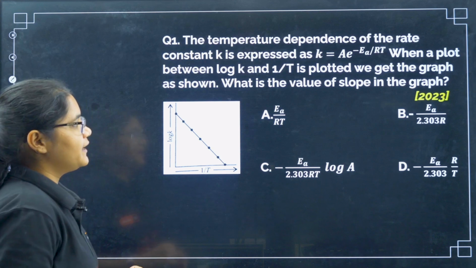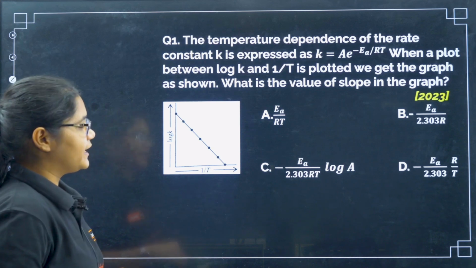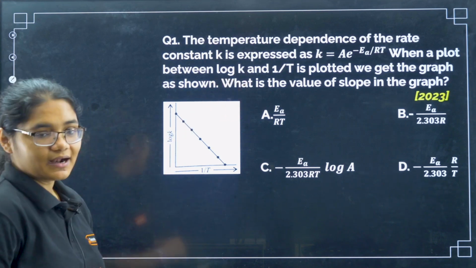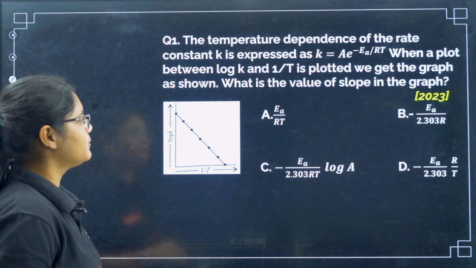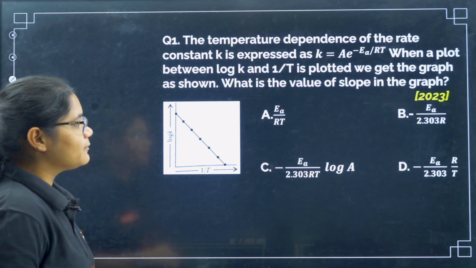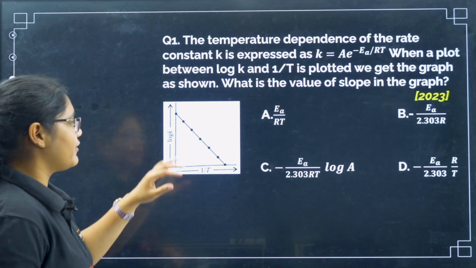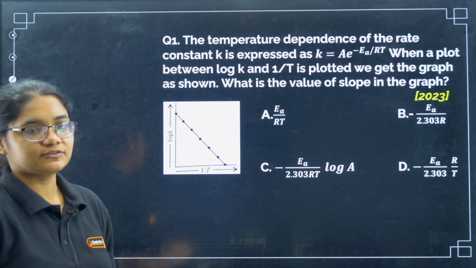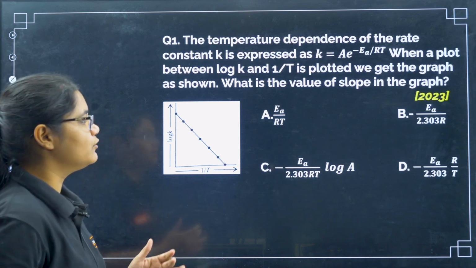The temperature dependence of the rate constant K is expressed as this equation, that is your Arrhenius equation. When a plot between log K and 1 by T is plotted, we get the graph as shown. What is the nature of the slope in the graph? What's the value of the slope in the graph?